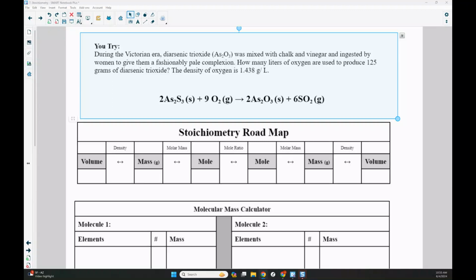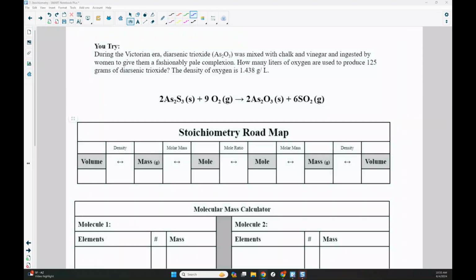Hey, chemistry, Mr. McKee back with the U-try from the stoichiometry and density calculations. This is one of the examples that is in your booklet. So let's get right into it here. If you haven't tried it yet, pause the video and do so, please.